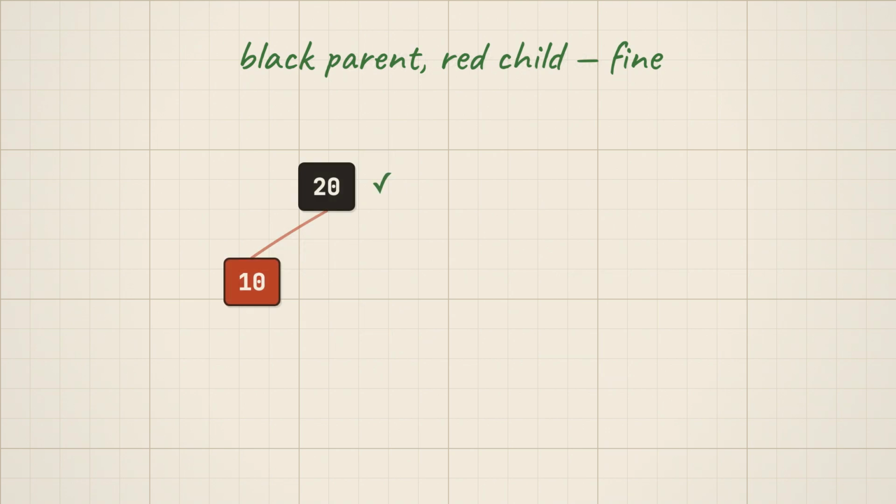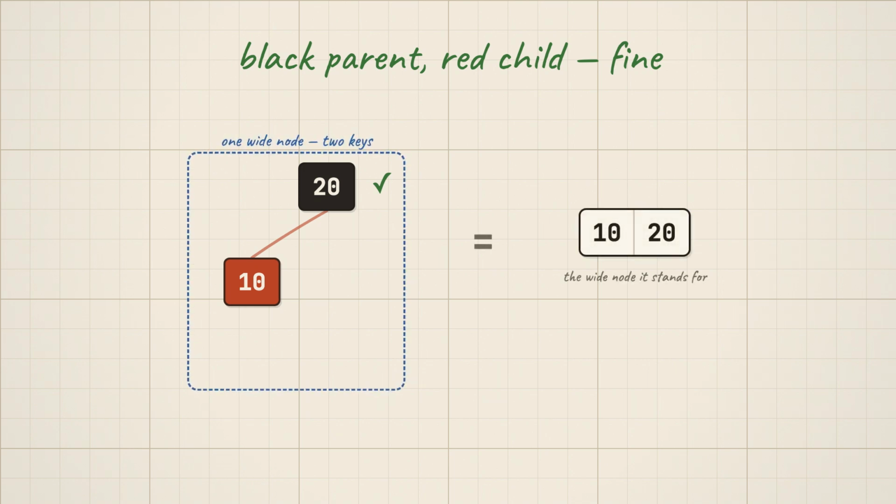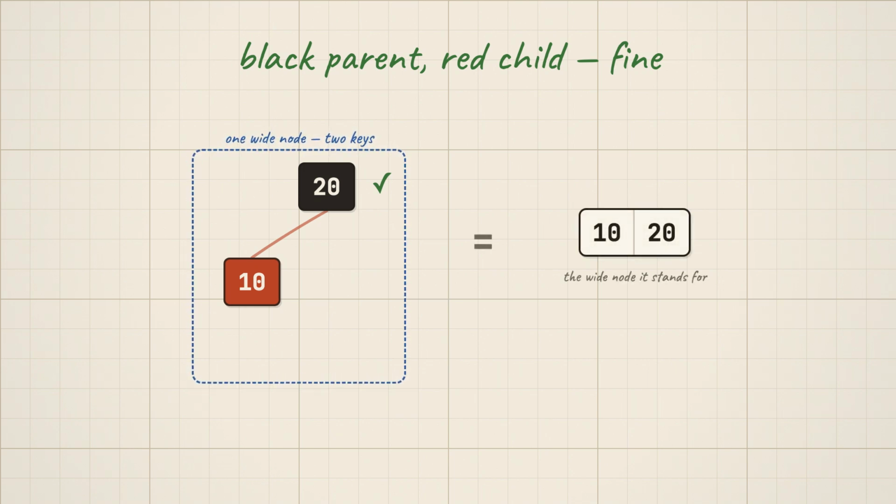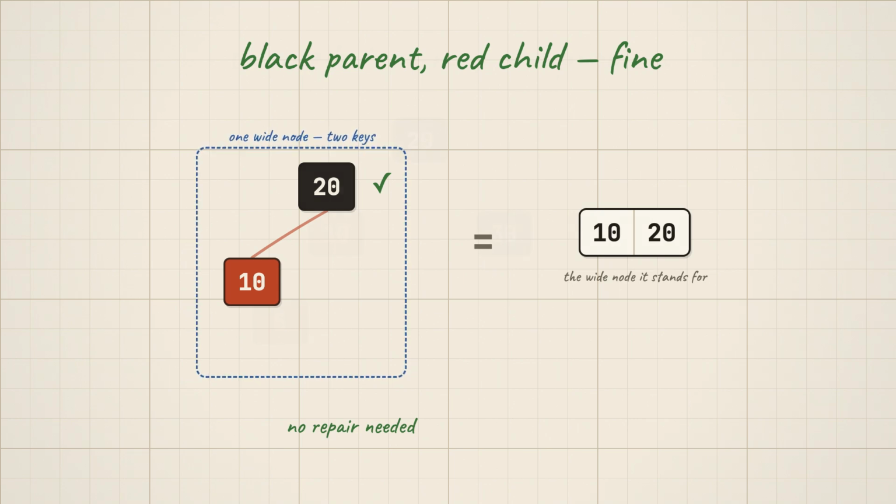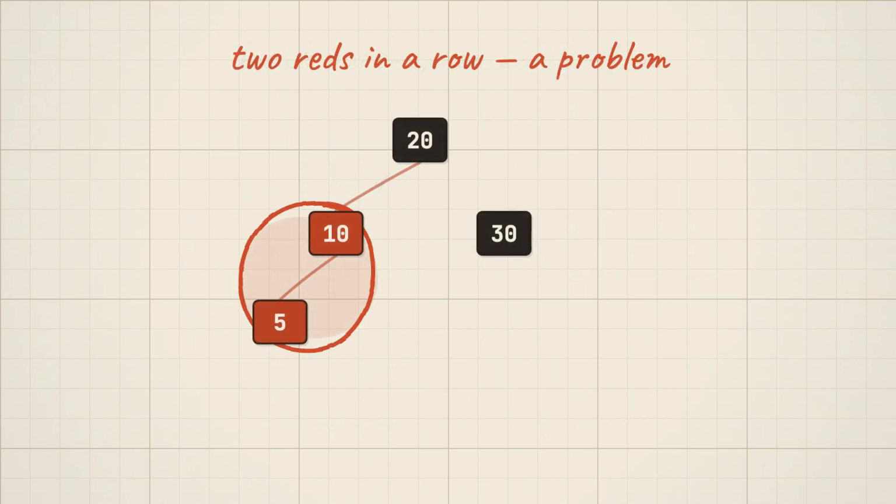If the parent is black, there's no problem. The black parent and red child simply represent 1 wide node containing 2 keys. No repair is needed. The problem begins when the new red node has a red parent. 2 reds in a row mean our wide node representation has overflowed or become arranged incorrectly. To determine which one, look at the parent's sibling. We call that node the uncle.